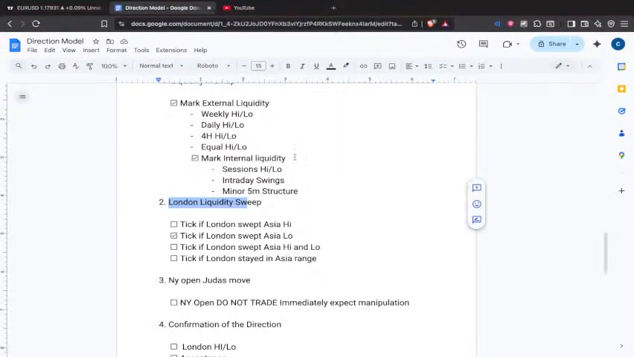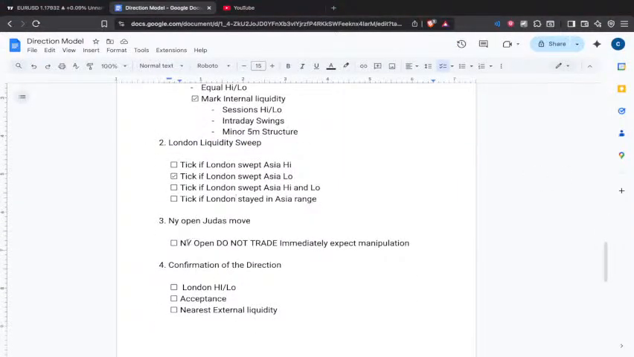So we're not probably going to enter a trade for the next statement. So New York Open, which is now 1:30, we do not trade immediately because we're expecting manipulation. Now, when we can define a manipulation, then that means we can move on to the next one, which is actual confirmation of the direction.